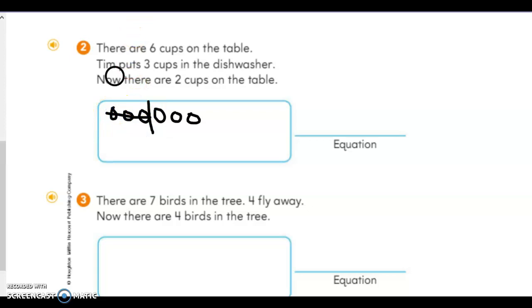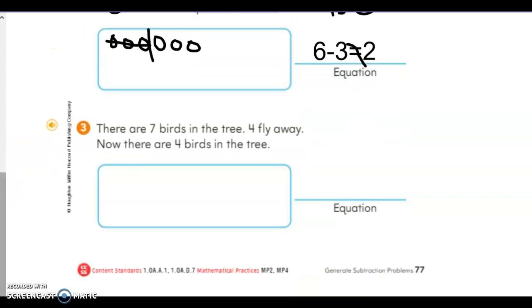Our story problem says now there are 2 cups on the table, but in our proof drawing I see 1, 2, 3 cups on the table. Let's write our equation. 6 minus 3 equals 2? I don't think so. 6 take away 3 is equal to 3, so we need to draw a line through our equal sign, meaning 6 minus 3 is not equal to 2. This one is false. Okay. Why don't you try number 3, and then I will meet you on the next page.